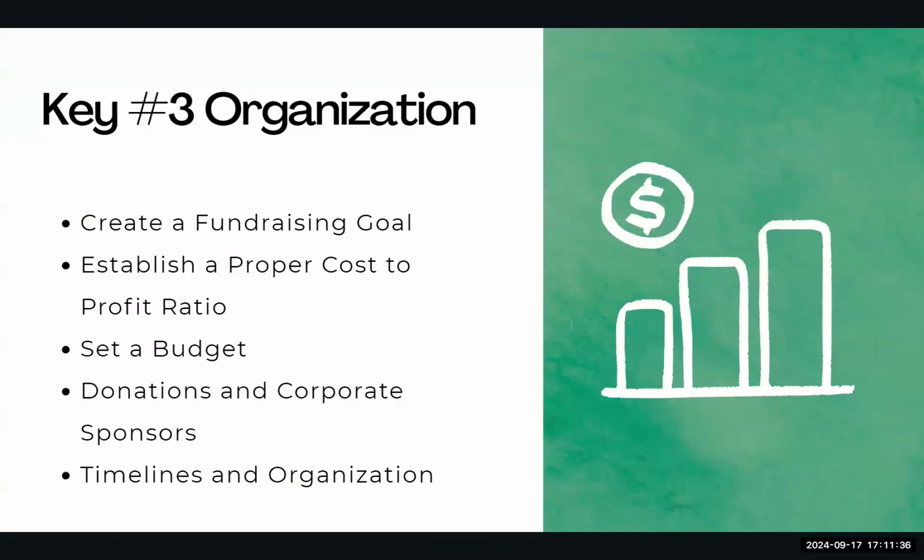Key number 3 is organization. So create a fundraising goal. Whenever you're doing a fundraising event, you need to have a target goal. And I say dream big, think big. Because if your goal is $1,000 or $2,000, and you're strongly motivating your team as a treasurer along the way, they see the goal and know that it's attainable, and if you're tracking it along the way, you can have motivation, and sometimes you'll even exceed those goals.